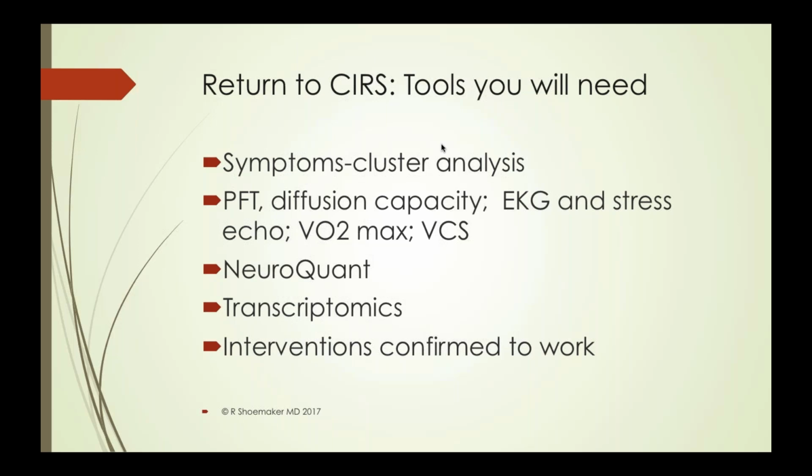One thing that we've seen, though, is that symptoms tend to cluster. So we've been able to identify 13 clusters, and our diagnostic criteria includes if you have at least one symptom in 8 of those 13 clusters, then there's a high likelihood that this is a CIRS patient. We then go on to do our additional testing, occasionally pulmonary function tests with diffusion capacity, EKG, and stress echo.